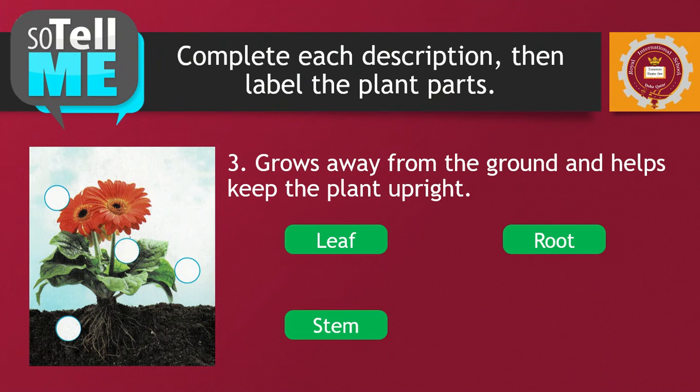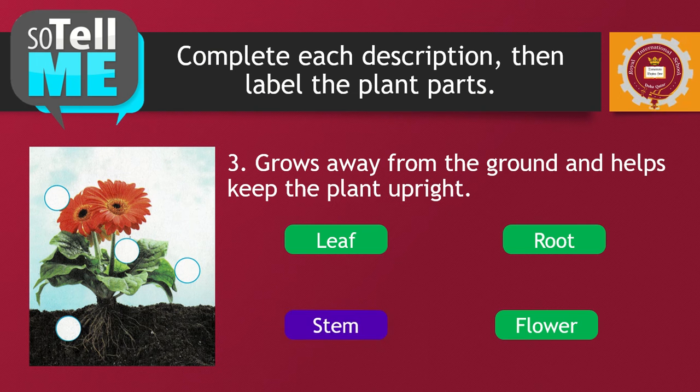So this part grows away from the ground and helps the plant keep upright. Okay. This part helps the plant keep upright. So which part helps? That's very easy. That's the stem. Okay. The stem is the one that helps the plant keep upright. All right.